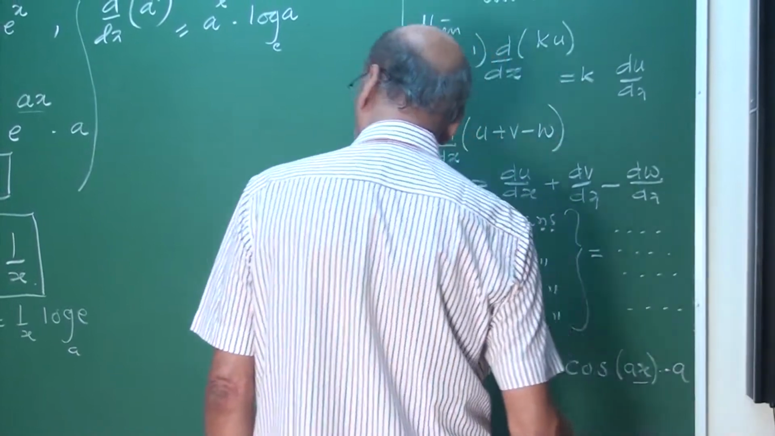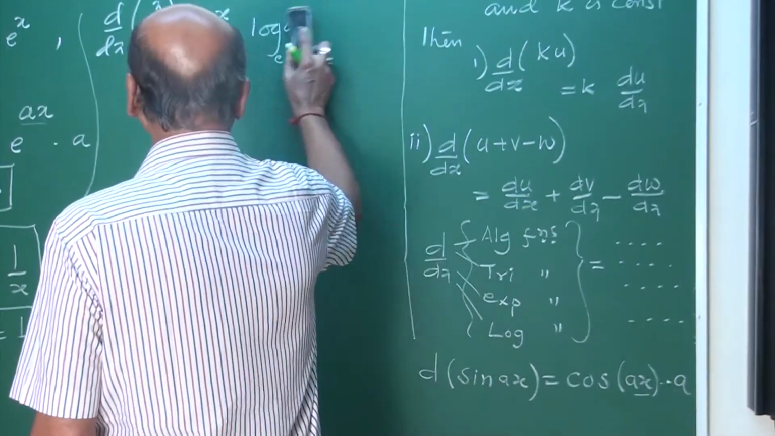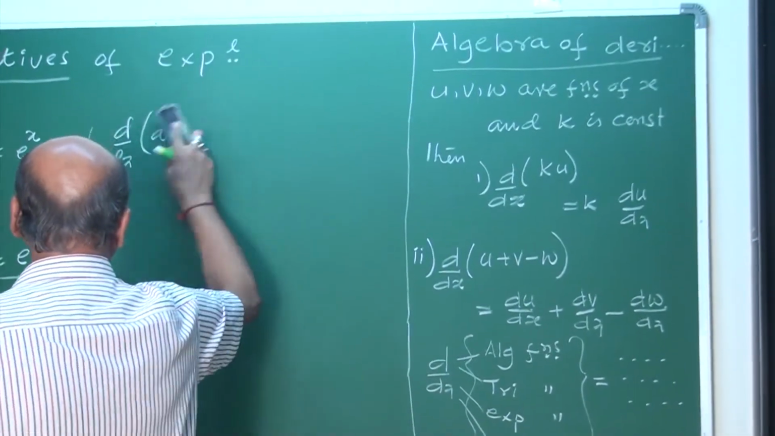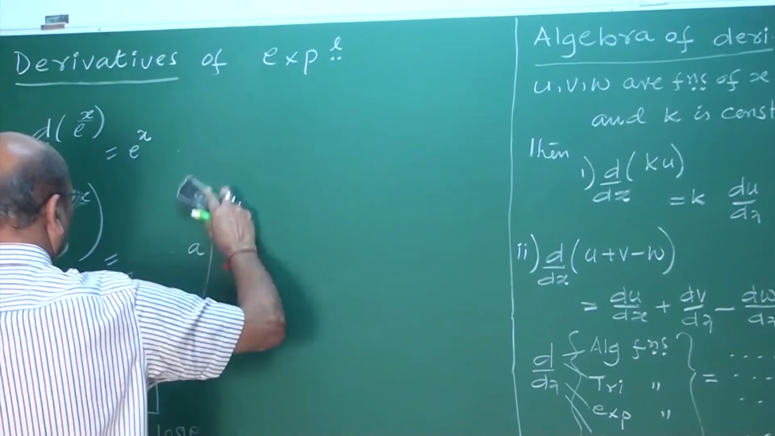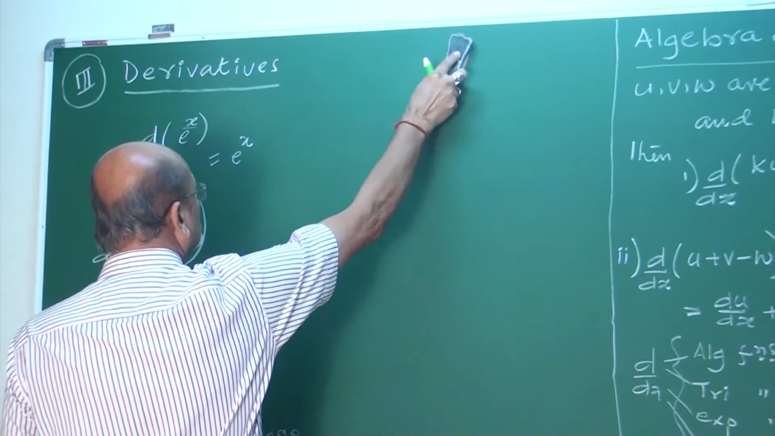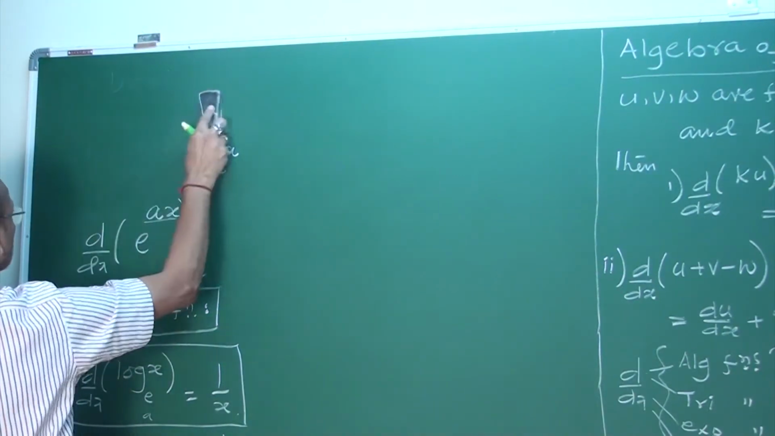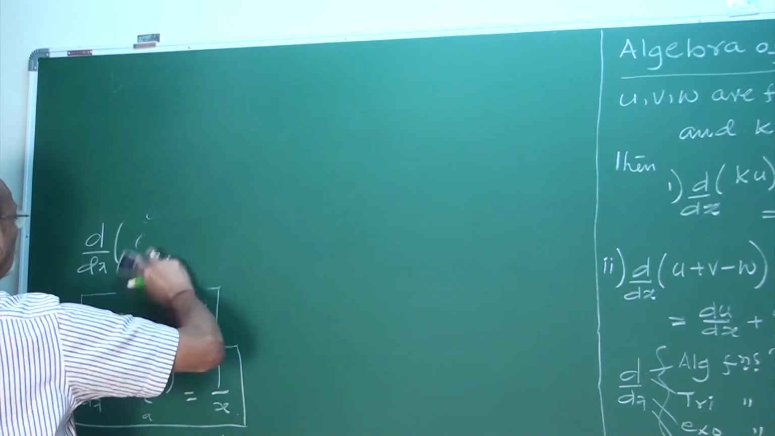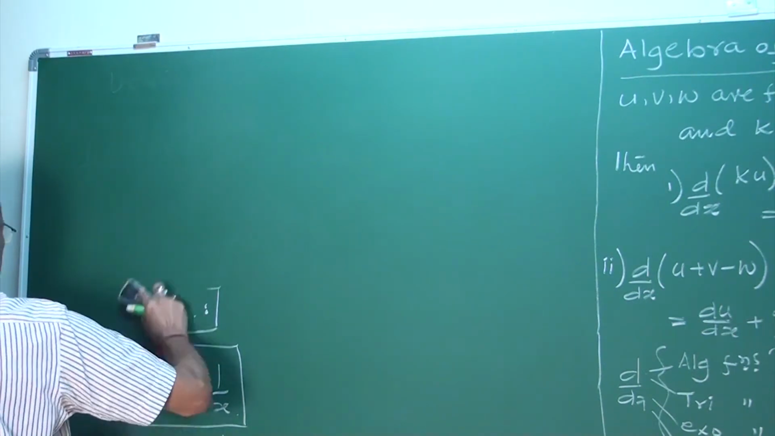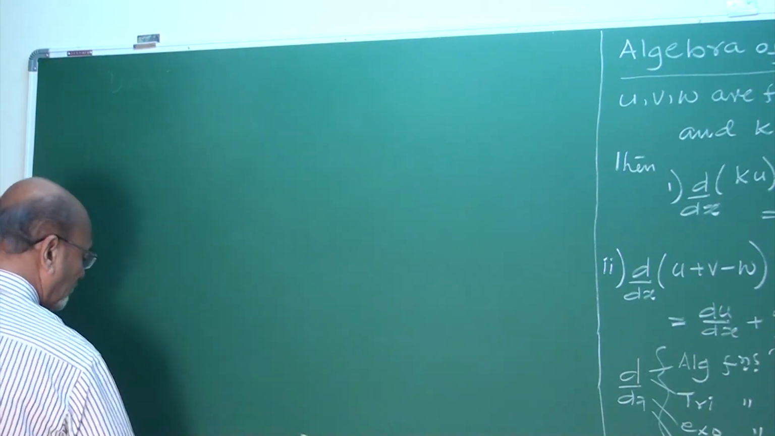The next comes, my friends, derivatives of algebra of functions. Algebra means once again addition, subtraction, scalar multiplication of two functions, and the derivative of the quotient, which means a division of two functions. Once again, my friends, all these things in detail you have done last year in PUC first year.